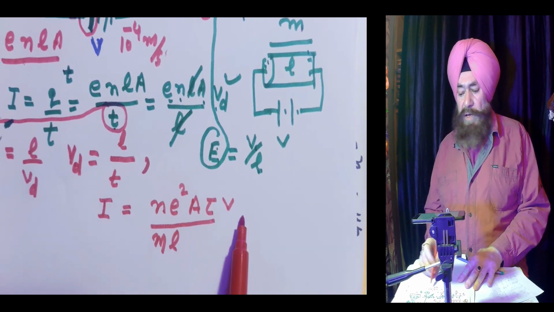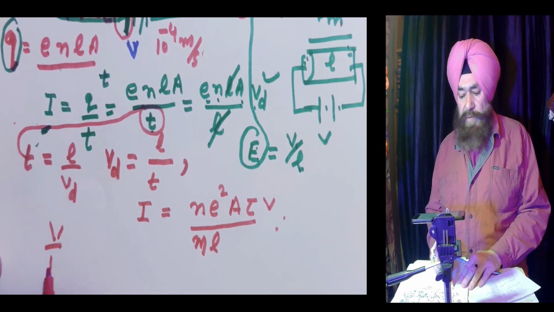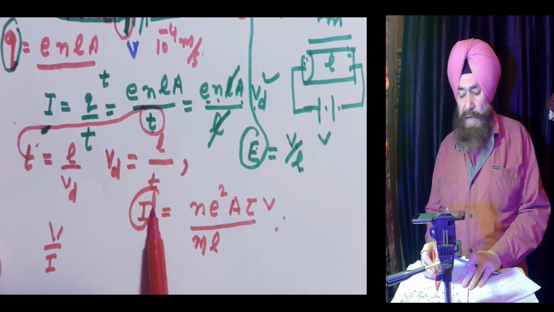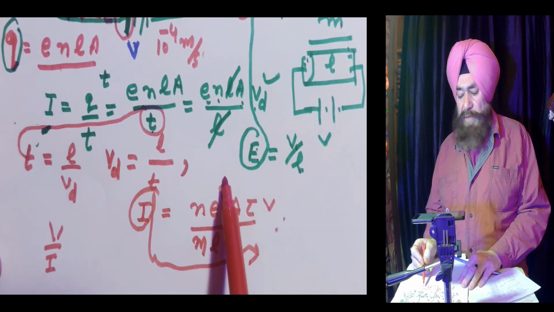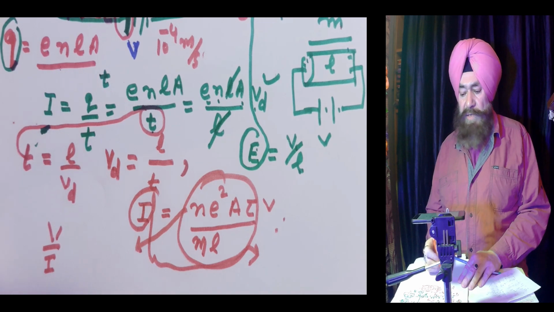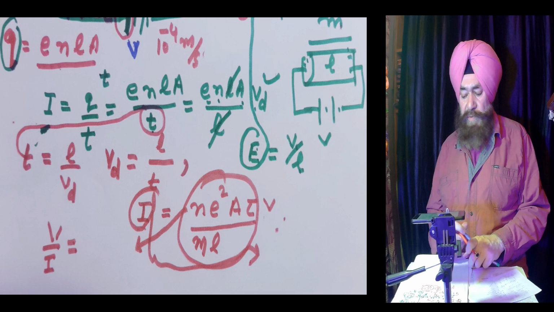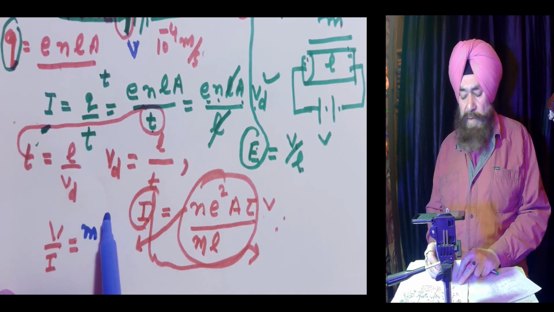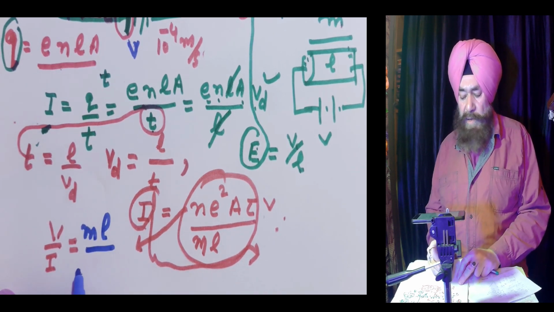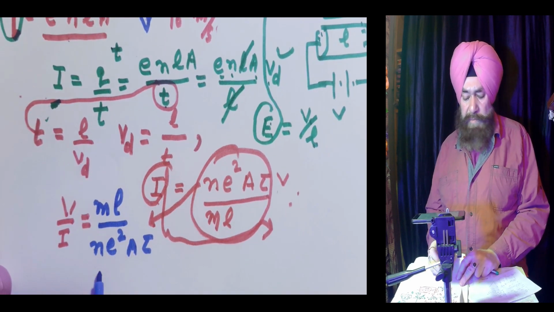Okay. Now from here, voltage over current becomes, taking this I to this side and the whole parameters to this side, V over I becomes equal to m L over n e squared A tau.